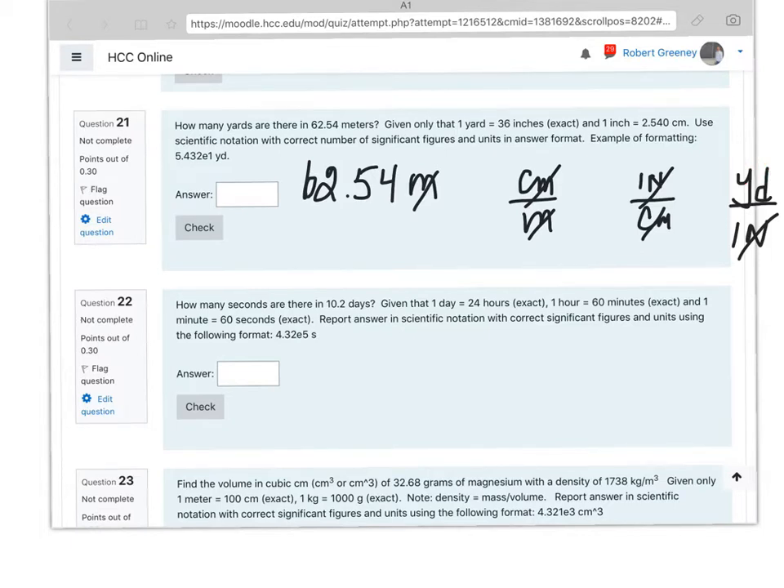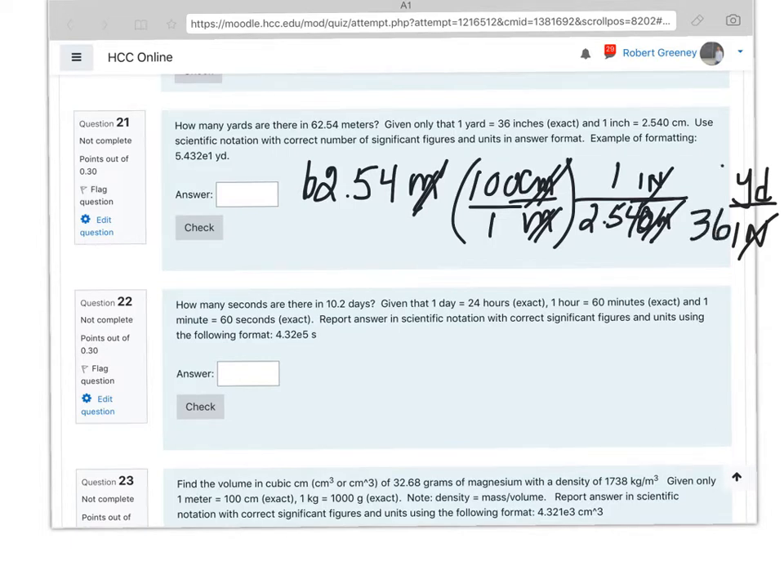So what you're going to write in is you're going to multiply this number by a factor which is 1, right? If you multiply by 1, you don't change the number. So 100 centimeters is equal to 1 meter. So that's multiplying by 1. And the meters cancel. And then there's 2.540 centimeters in 1 inch. And so the centimeters cancel, and we're left with inches. And then the last thing is 36 inches is 1 yard exactly. And so the inches cancel, and we're left with yards.